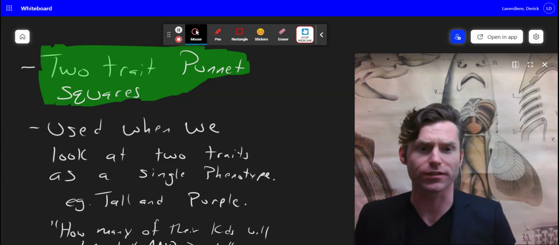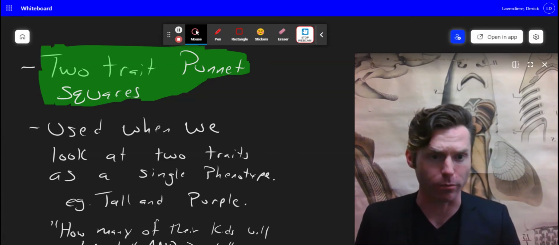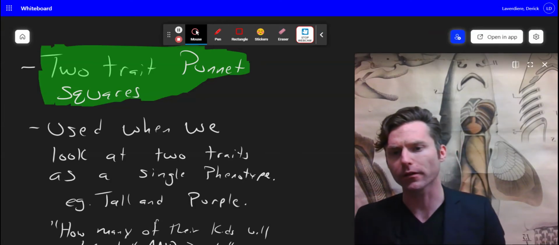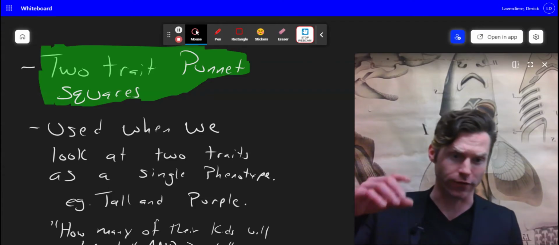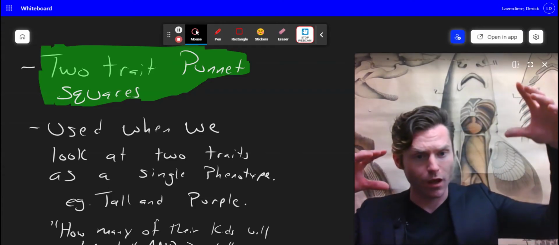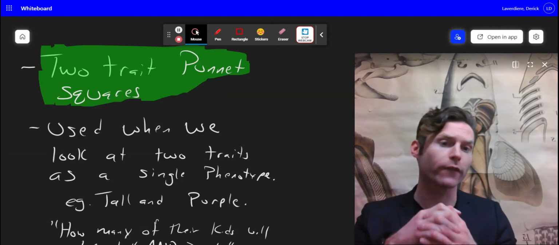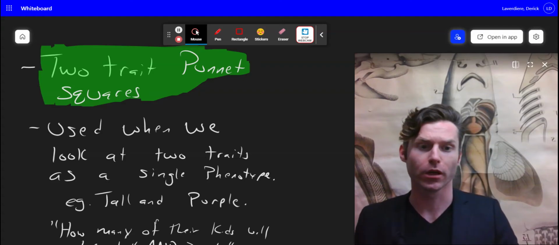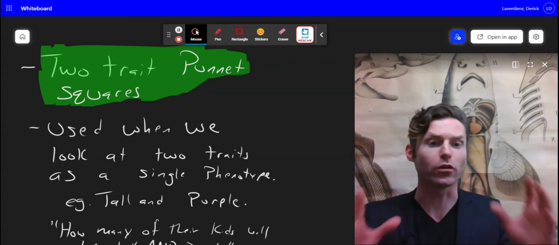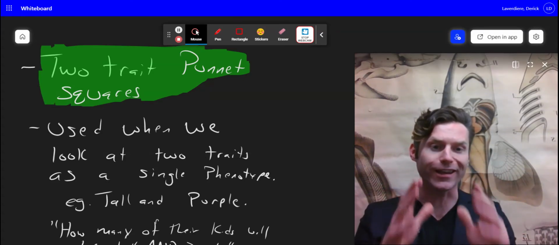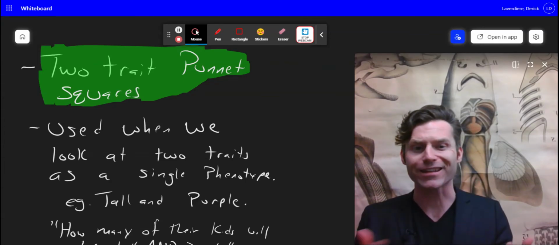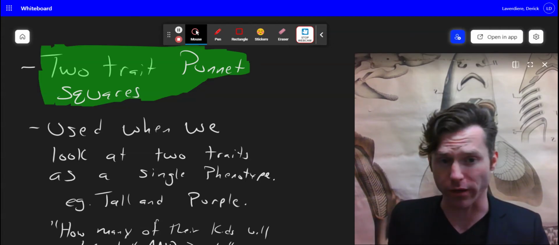By combining the different traits into a single phenotype, we're changing the probability outcomes. For example, we might be looking for babies that are going to be tall and purple. That's a single phenotype, tall and purple. It's coming from two different traits, the trait for height and the trait for color, but we're combining them and only looking for babies that are tall and purple. So we don't care about babies that are short and purple. We don't care about babies that are tall and red. We're looking only for babies that are tall and purple. And our probability storyline changes when we add that stipulation, so we need a different type of Punnett square.